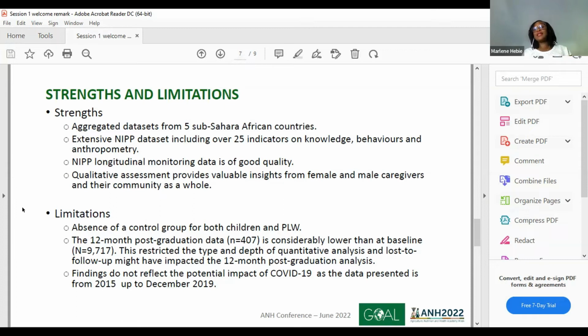And finally, these results do not reflect the potential impact of COVID-19 on the program, because we are talking about a community-based program. And we know all the impact of COVID at community level, at individual and household level, especially on nutrition as well, because the data presented is really from 2015 up to December 2019.